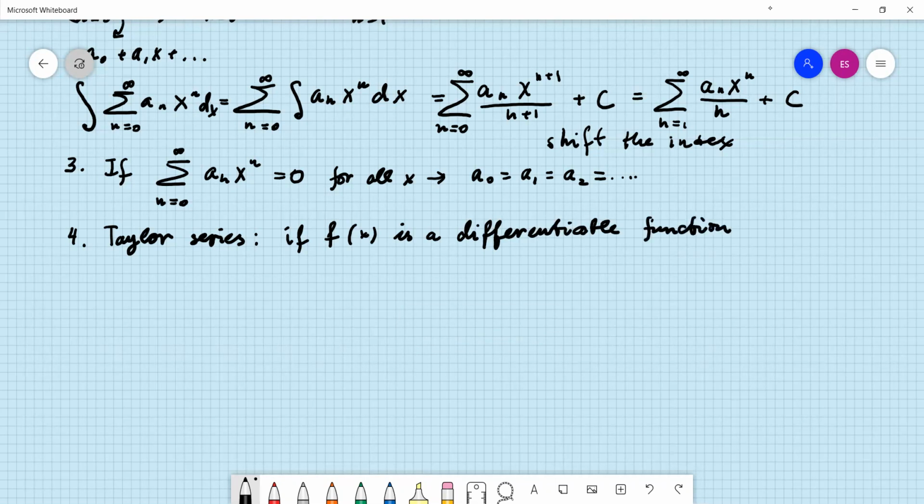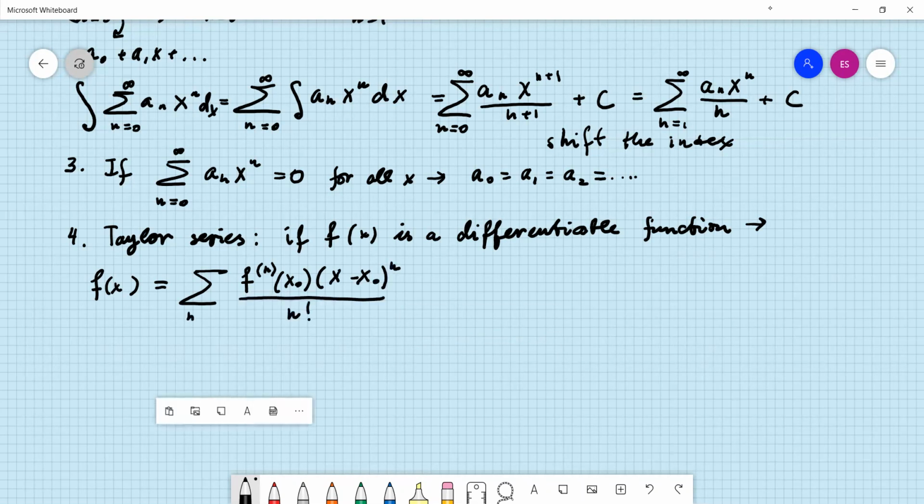For this series, we will need it to have infinitely many times differentiable function. And f of x can be represented as a Taylor series, which is going to look like this: the n-th derivative of f at point x0, times x minus x0 to the power of n, divided over n factorial. And this is the formula which is going to represent any infinitely many times differentiable function. Of course, to make sure that the series exists, we'll need to have the first derivative, the second derivative, and all other derivatives exist.